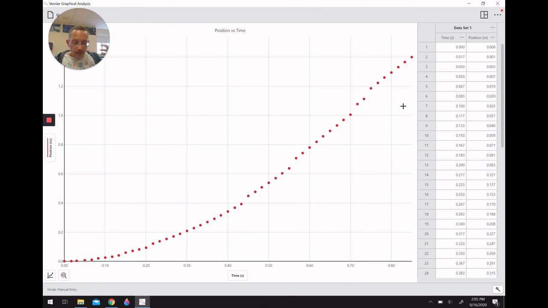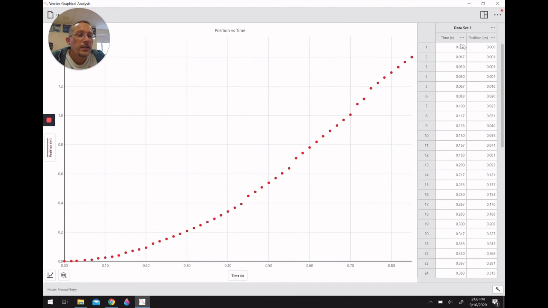Now, if you look at your lab handout, or it's probably a digital copy for you, the next thing it wants you to do is it says linearize the graph. Okay, and what that means is we're going to make it straight. Now how are we going to do that? We're going to add a new column.